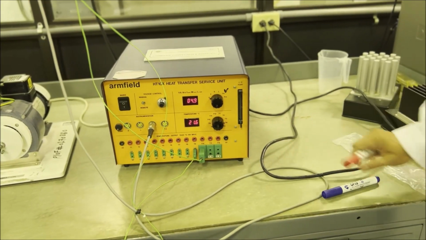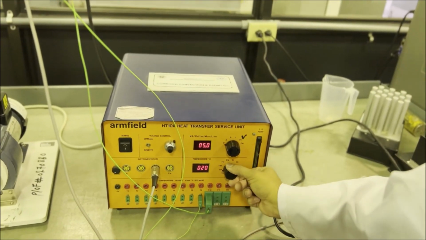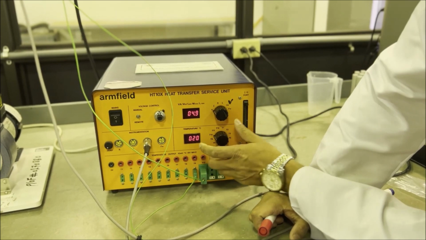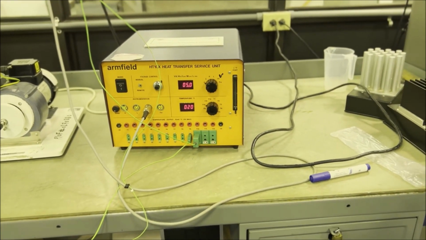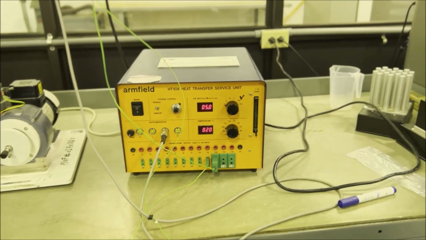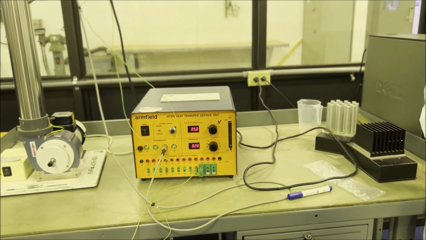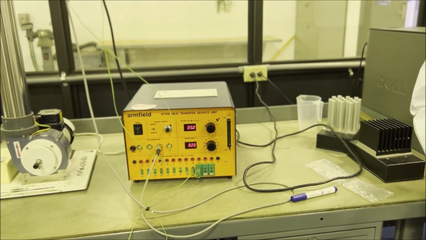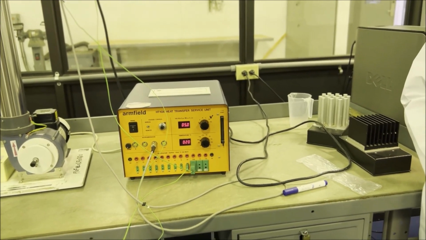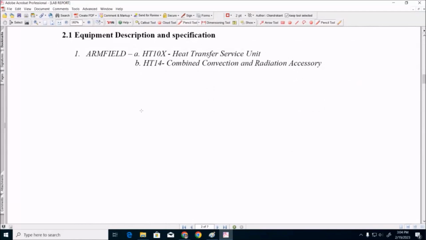Select T8, T9, T10. It starts heating now. We'll wait for steady state to be reached, and then we'll record the temperature and current. After steady state, after 20 minutes, we'll adjust this voltage to 7 volts, and we will wait for 20 minutes and record the readings.